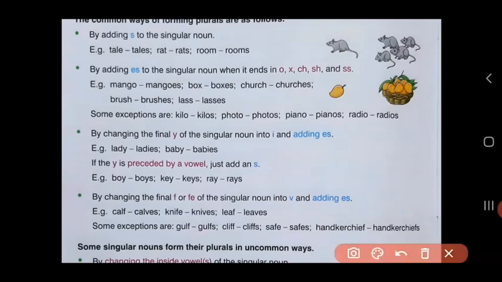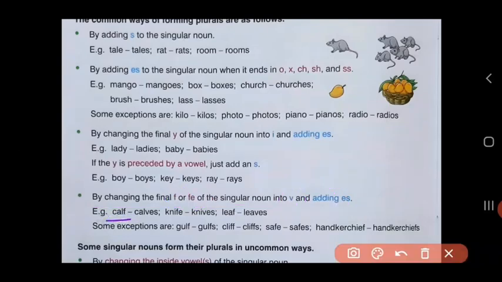In the next type, by changing the final F or FE of the singular noun into V and adding ES. So this rule is for all the nouns that end with F or FE. If they end with F or FE, you have to remove them. Remove F and FE and add V. And after V, add ES. Let us see some examples.